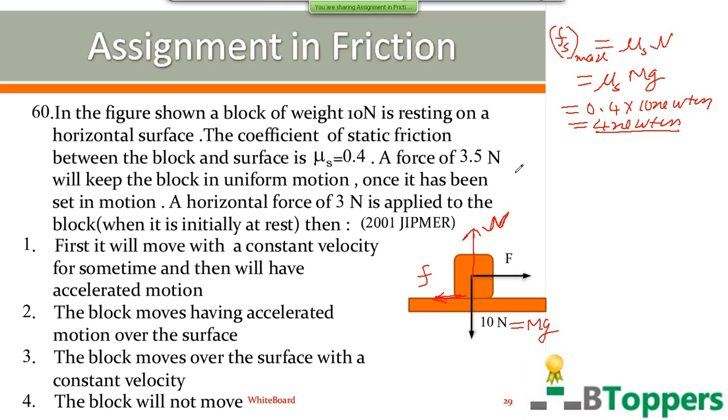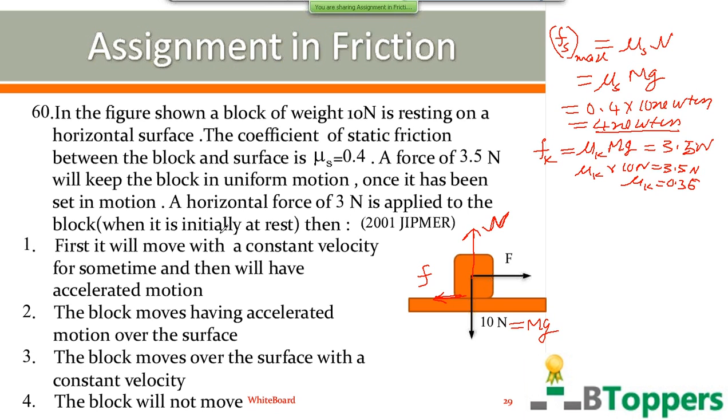But once it has been set into motion, the horizontal force needed to maintain the motion of the block is equal to the magnitude of kinetic friction. Here we are given that a force of 3.5 newton will keep the block in uniform motion. That means the magnitude of the force of kinetic friction can be taken as mu_k mg, which is equal to 3.5 newton. mg is 10 newtons, so from that you get the value of mu_k as 0.35. But you are not asked to find that.